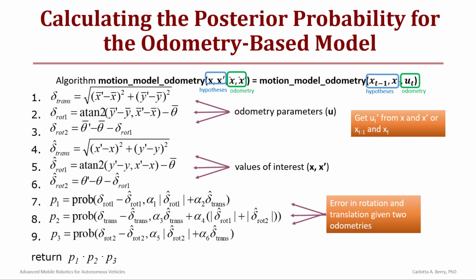Then we look for our modeling errors for these values, which are our values of interest for x and x prime, by finding delta hat trans, delta hat rotation 1, and delta hat rotation 2. And then finally, we are going to use our normal distribution probabilistic motion model in order to find the probability for these values. And that's going to be P1, P2, and P3. And finally, our result will be the product of those three.